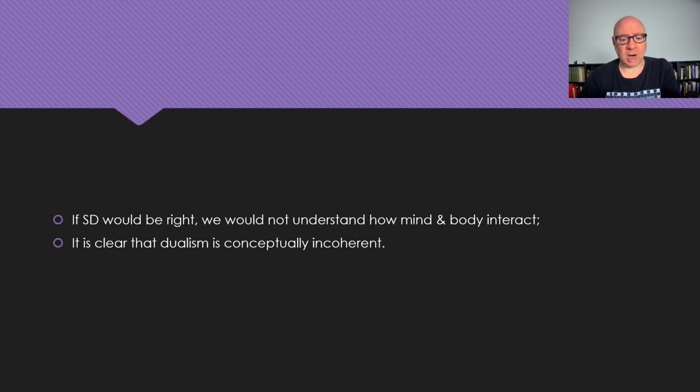What's the verdict on substance dualism? Well, clearly our notion of the mind and our notion of the body, if we accept substance dualism, make it unintelligible how they interact. And it could be the case then that Descartes is right. There is a mind, there is a body, both are substances, they do interact, but we do not know how, and clearly we cannot understand how.